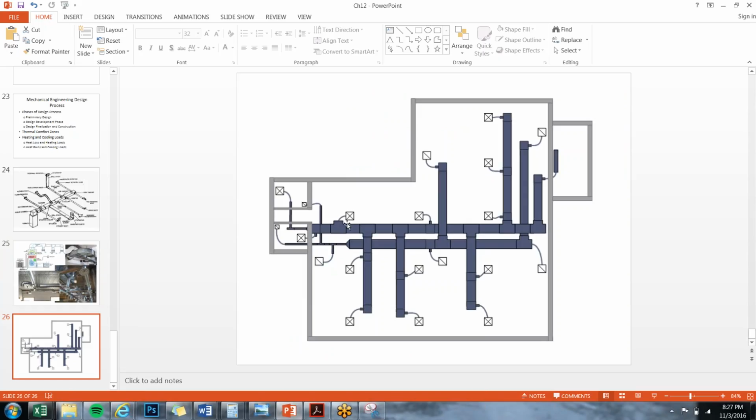So here we have our diffusers. They're the ones with the X through them. And then we have our returns. All right, so notice that the systems don't interact with each other. They're weaving over and around each other.